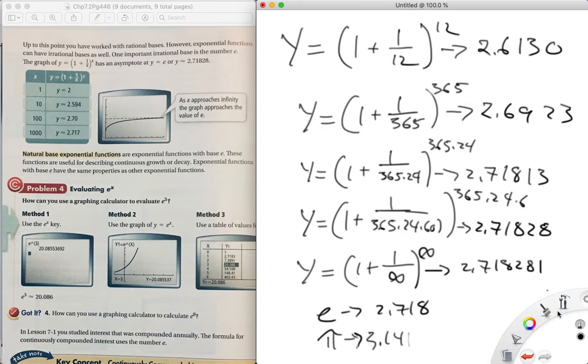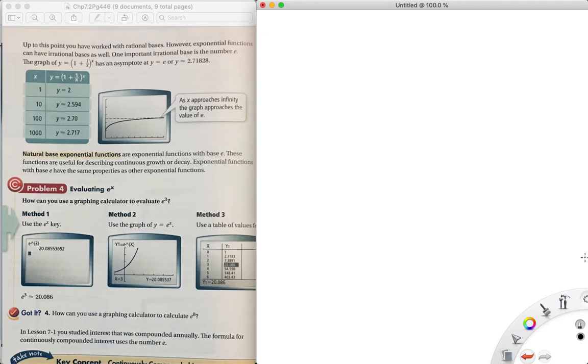And e is used a lot in growth functions and monetary systems. It's used a lot in calculus. It occurs naturally. It occurs in nature in terms of spiral designs and things of that nature. And they call it the natural base exponential function.